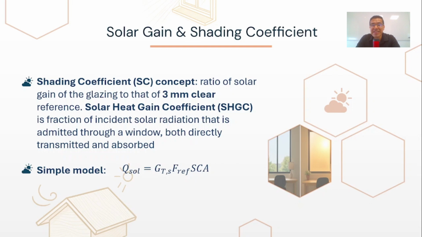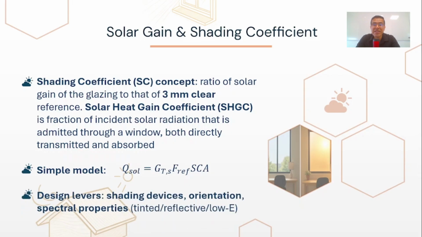This is also why things like a window's orientation are so important. A west-facing window at sunset is going to have a much higher GT than a north-facing one. The good news is we have several ways to control solar gain. The most effective way is with external shading, like an overhang or a fin, which can dramatically reduce the amount of solar radiation hitting the window.